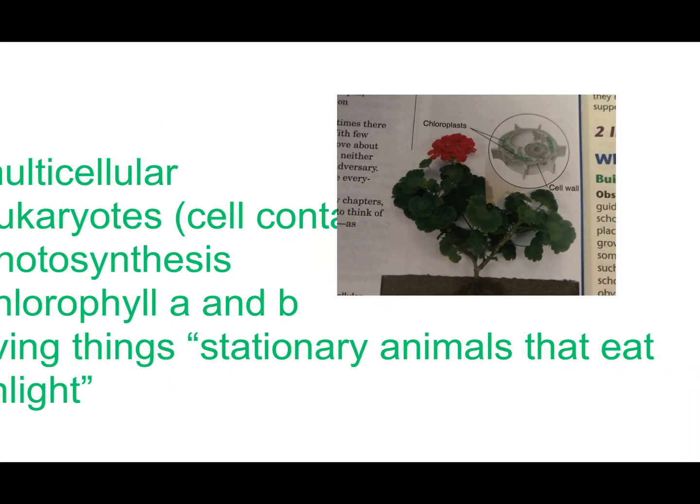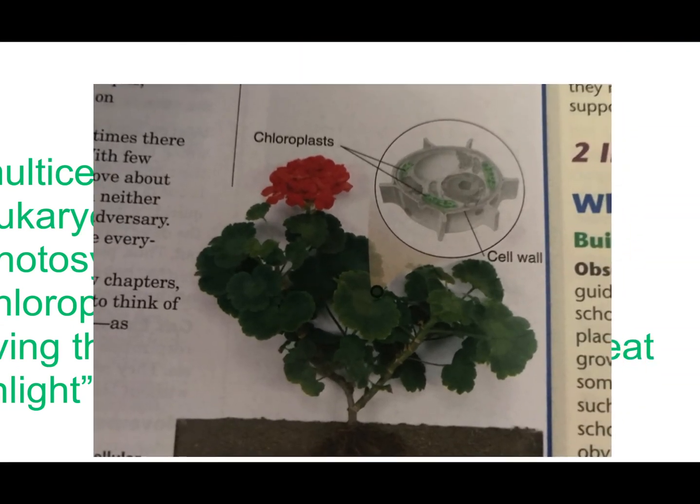And here is an image from your book, and as you can see, this image should look familiar. That is a plant cell, and the green organelles in there are chloroplasts. And again, they contain chlorophyll A and chlorophyll B, and they perform photosynthesis.